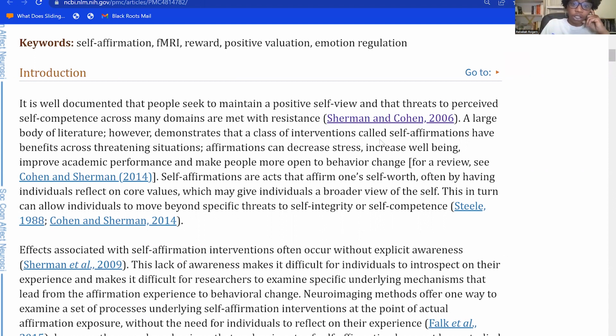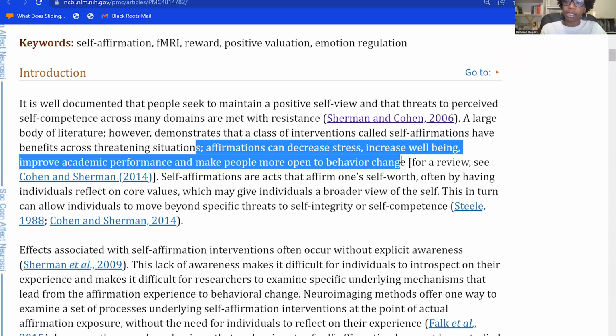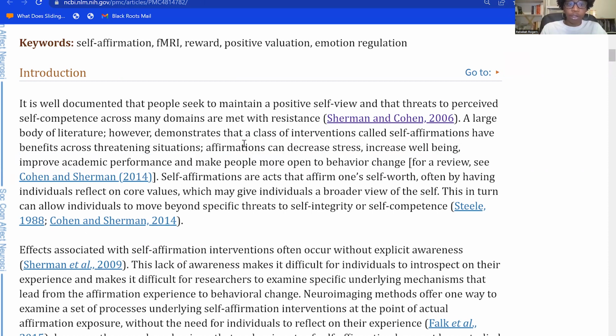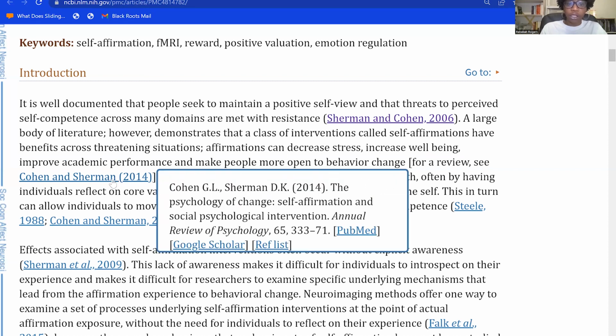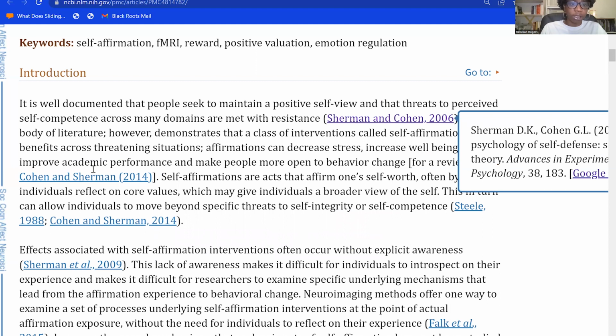A class of interventions, self-affirmations benefit across certain situations, decrease stress, increase well-being, and so on. Okay, so this is literally just a list of things they can do. I don't really need to take notes on any of that stuff, just continuing on. And again, there's another review. These are the same authors. This Cohen and Sherman is the same Cohen and Sherman that was mentioned here.